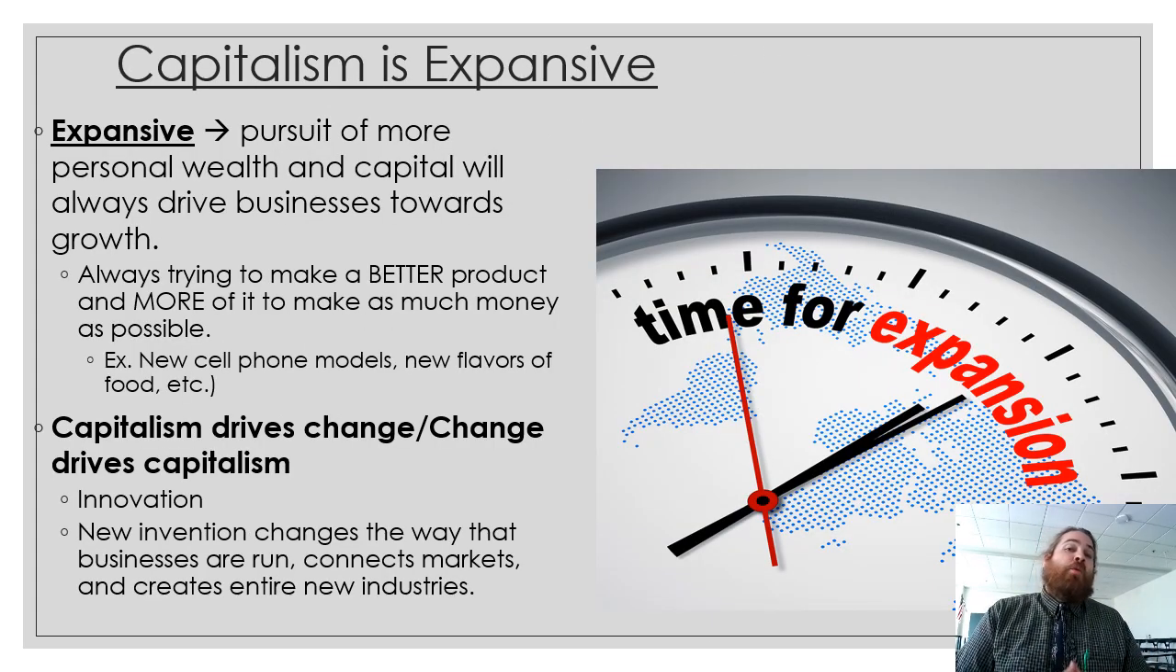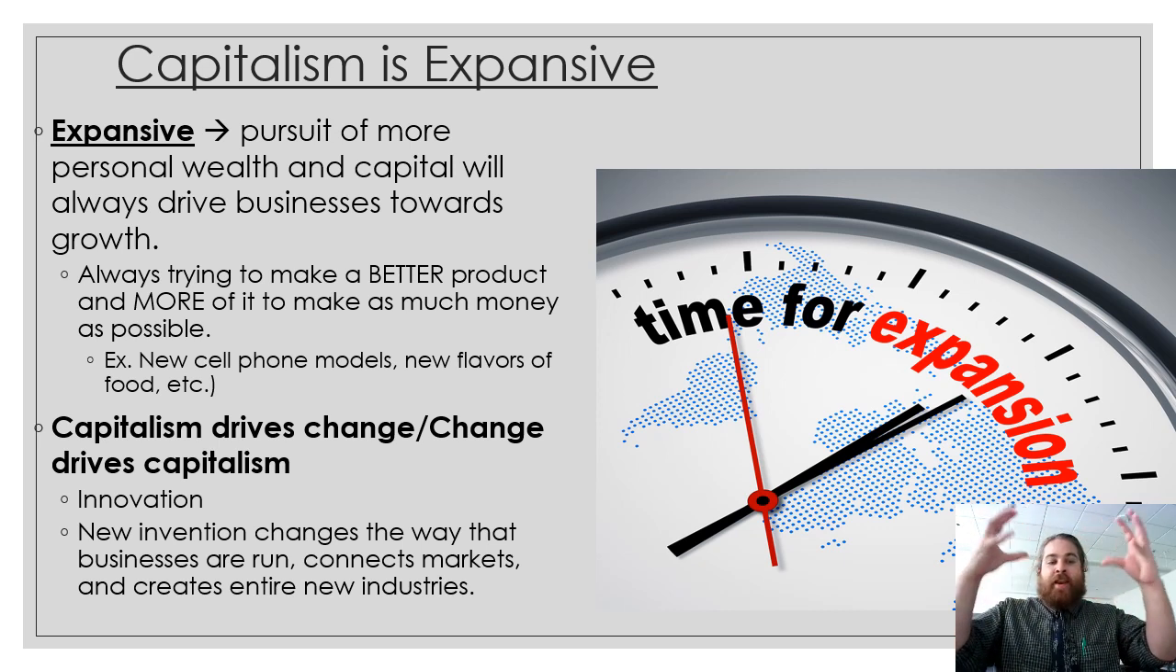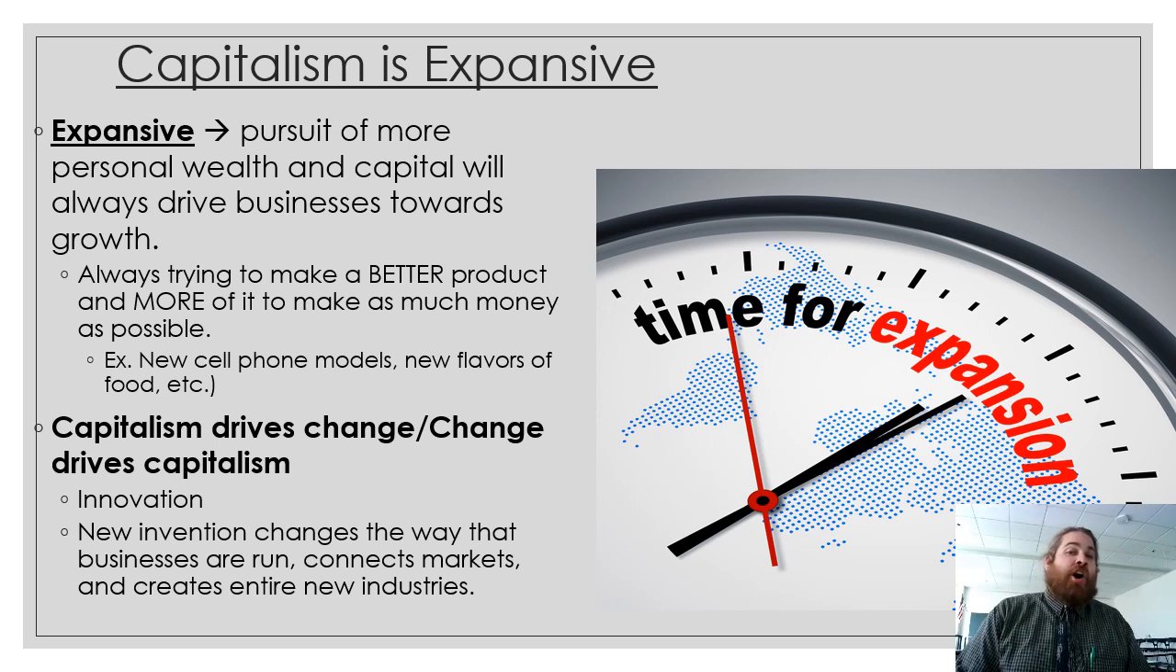So let's talk about what capitalism does. The first key thing of capitalism is that it is expansive. It is always getting bigger, and there is really no limit here. Because as you're pursuing more wealth, more capital, you're always going to try to grow. A big business always makes more money than a small business, right? And so people are always trying to make new products, make them better, make more money.